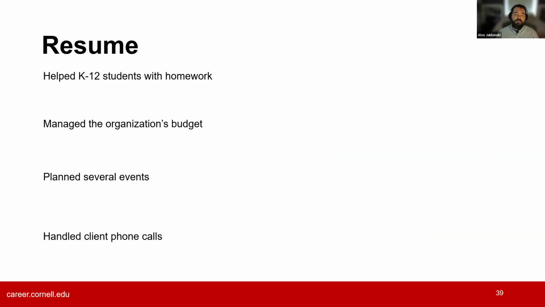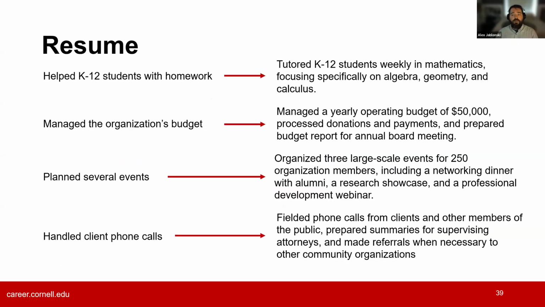Here on the left, you'll see some, I think, very simple bullets, pretty weak bullets, but a good place to start potentially if you're trying to put a resume together. And then some ways of transforming them into more substantive bullets. Things like "planned several events" can turn into "organized 3 large-scale events for 250 members, including a networking dinner, a research showcase, and a professional development webinar." So it's a lot more detail, gives a sense of scale, responsibility.